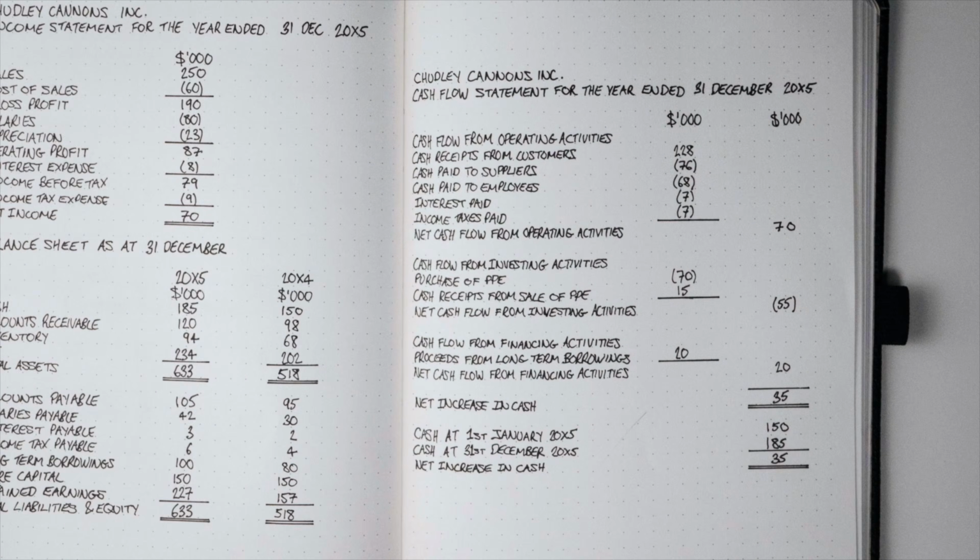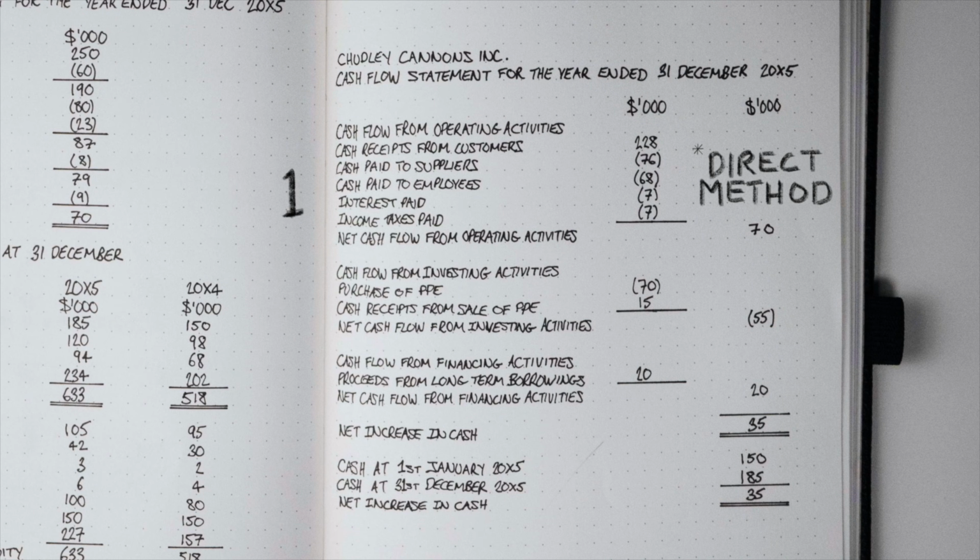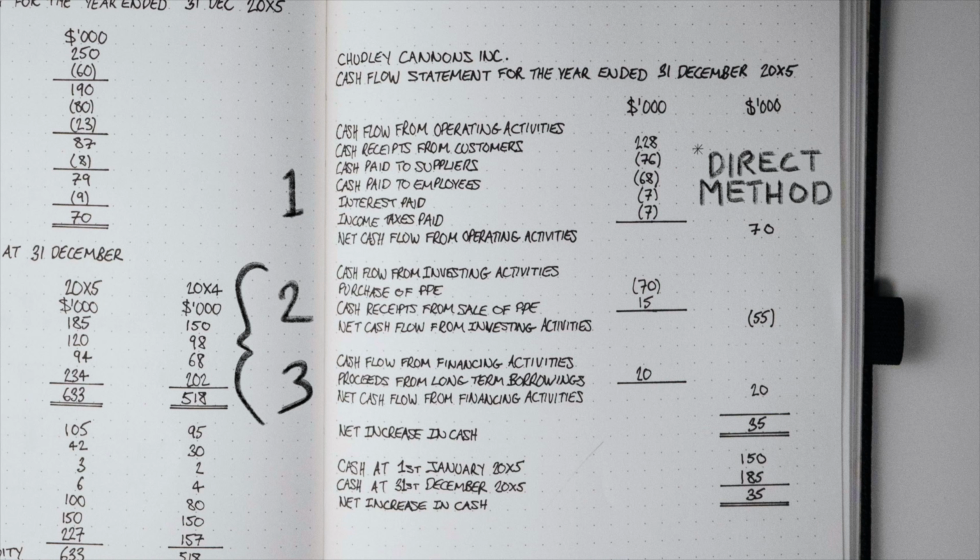And we do this by summarizing all of the cash inflows and outflows into three categories: cash flow from operating activities, cash flow from investing activities, and cash flow from financing activities. The latter two sections, cash flow from investing and financing activities, are completely identical whether using the direct or indirect method. The only section that's different is cash flow from operating activities, which is why I want to focus on that one in this video.